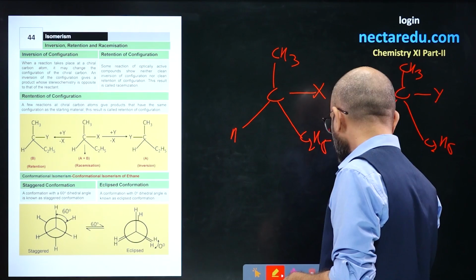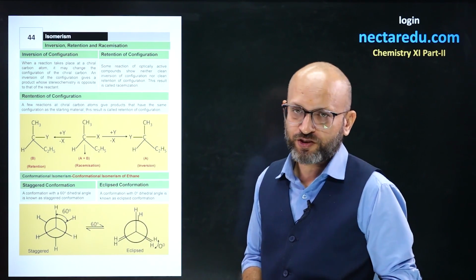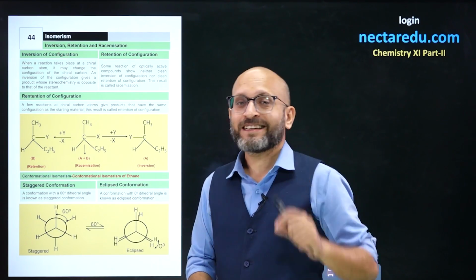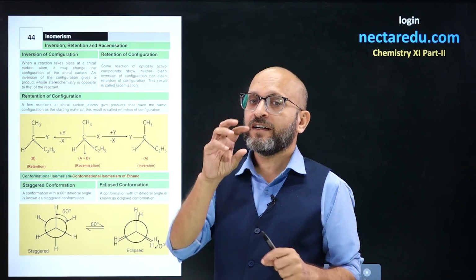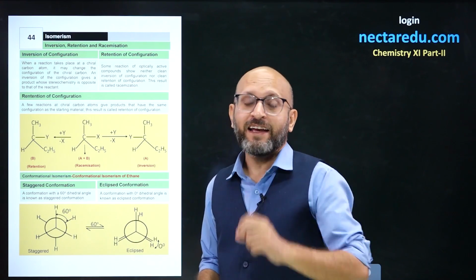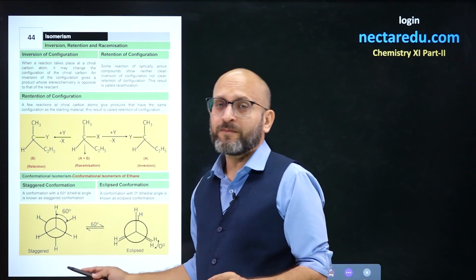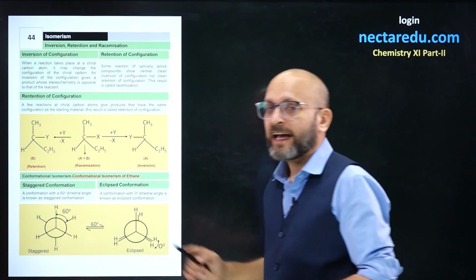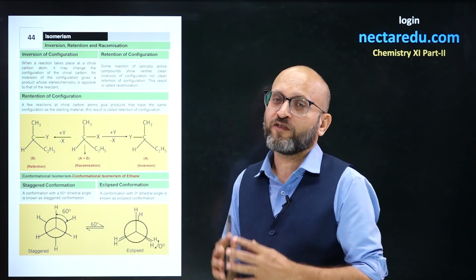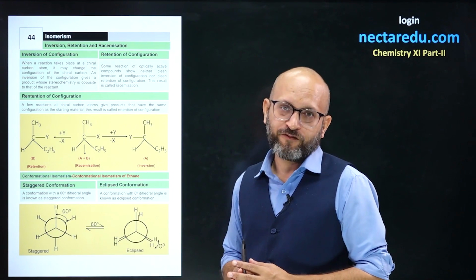Now, over here we have staggered configuration and eclipsed configuration. A staggered configuration has less torsional strain and the stability of the arrangement is more, and in eclipsed the stability of the arrangement is very less. So, this is a stable conformer, the staggered conformation, with minimum torsional strain, and this is the eclipsed conformer, which has maximum torsional strain. So, the stability of a staggered conformer is always more than that of an eclipsed conformer.